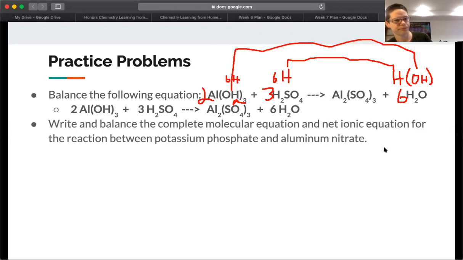Okay. All right, so write a balanced equation and a net ionic for potassium phosphate and aluminum nitrate. Now, again, they're not going to give you words without giving you the formulas anymore. So what is the formula for potassium phosphate? Let's do that really fast. K3.